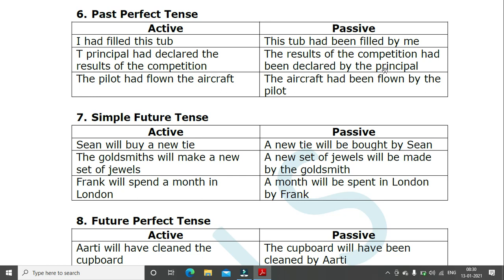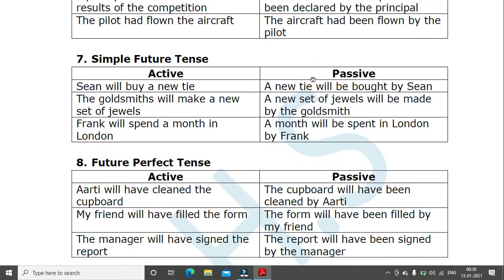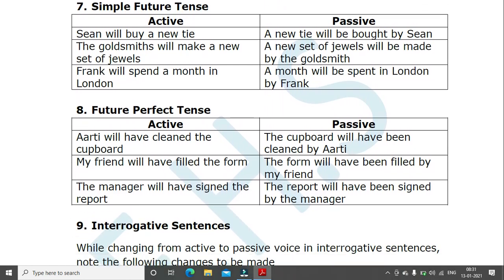Simple future tense. Seen was buying a new tie. So will buy. What is the action? Will buy. In the future, he's going to buy. So what is he going to buy? A new tie. So you start with this. A new tie will be bought by Seen.